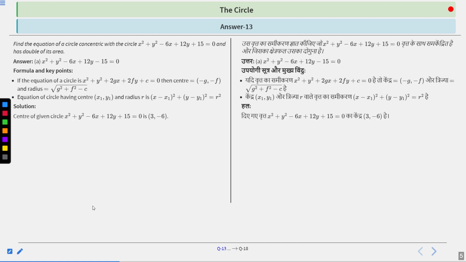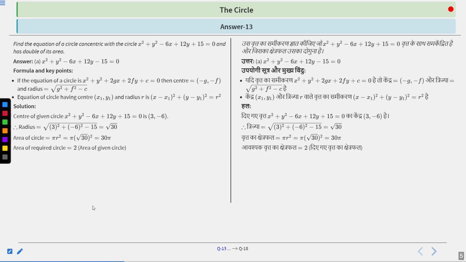The center of the given circle x square plus y square minus 6x plus 12y plus 15 equal to 0 is 3 and minus 6. Therefore, the radius will be root over 3 square plus minus 6 whole square minus 15, which is equal to root 30. Clear? So the area of the circle will be pi r square, which is pi into root 30 whole square. Got it? Because the radius is root 30.